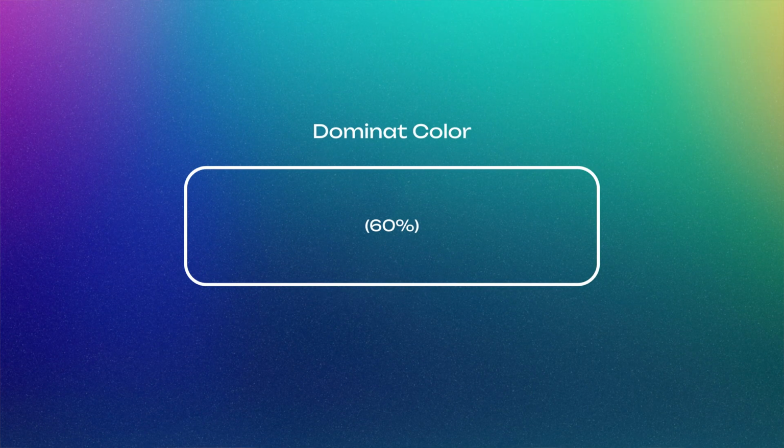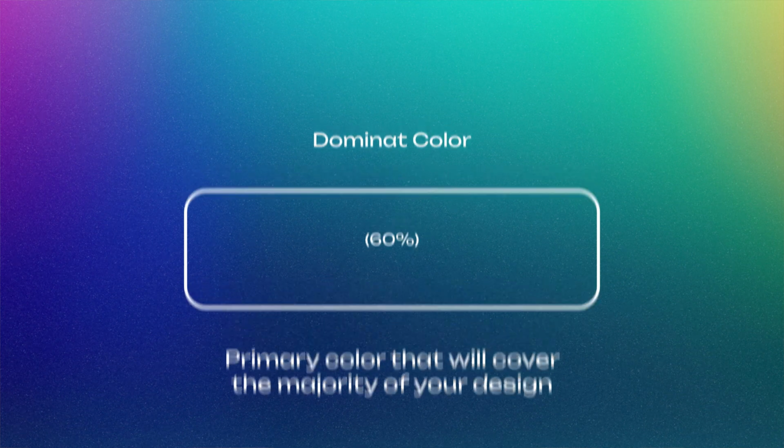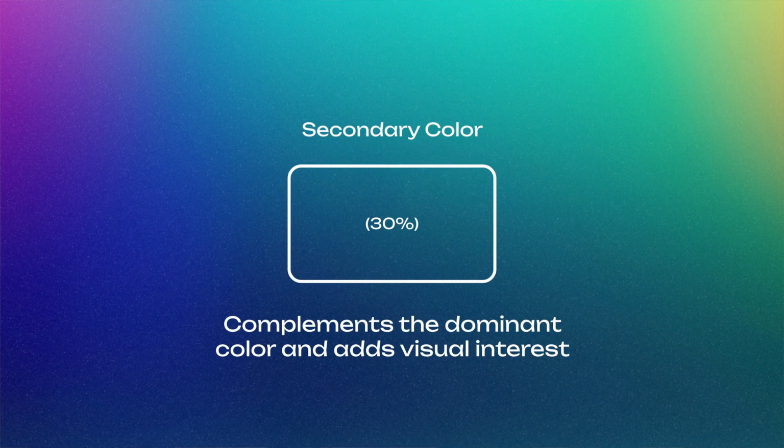60% is the dominant color. This is the primary color that will cover the majority of your design, such as the background or the main element. 30% is the secondary color. The secondary color complements the dominant color and adds visual interest.